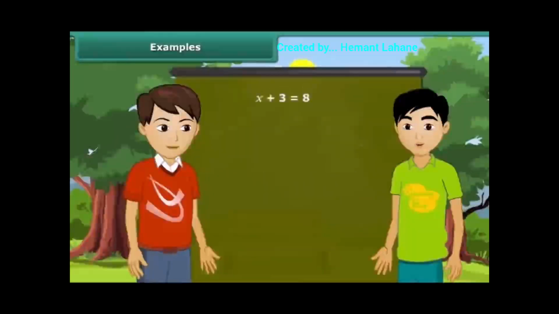Let us take an equation. x plus 3 is equal to 8. We shall subtract 3 from both sides of this equation. The new LHS is x plus 3 minus 3, which is equal to x, and the new RHS is 8 minus 3, which is equal to 5. Therefore, we get x as 5. But why should we subtract 3 and not some other number? It is because subtracting 3 reduces the LHS to x.